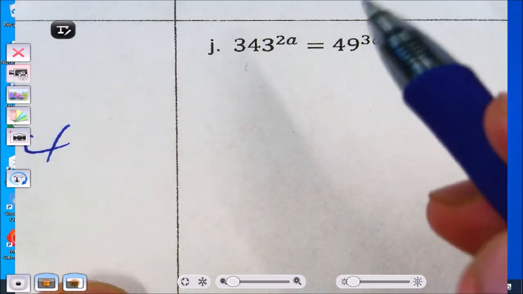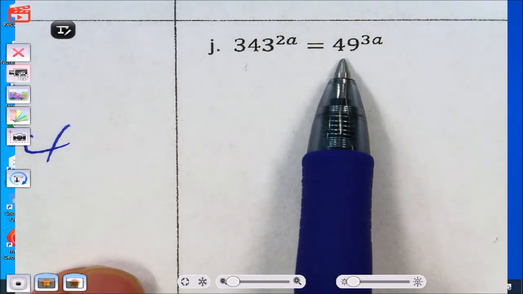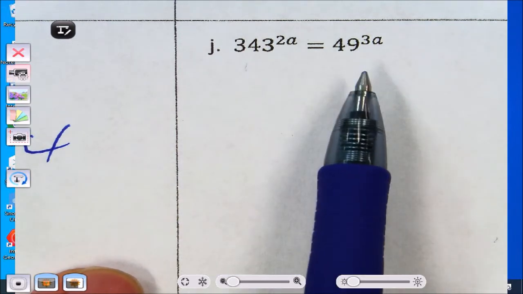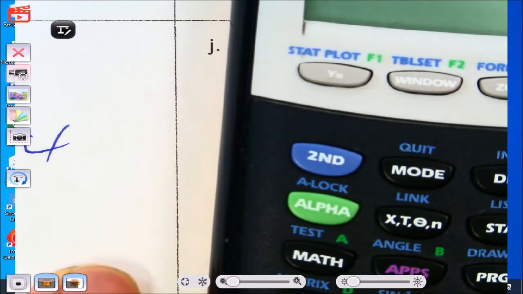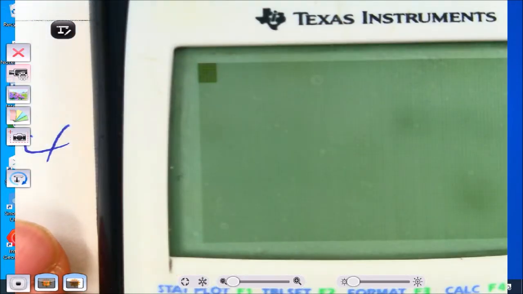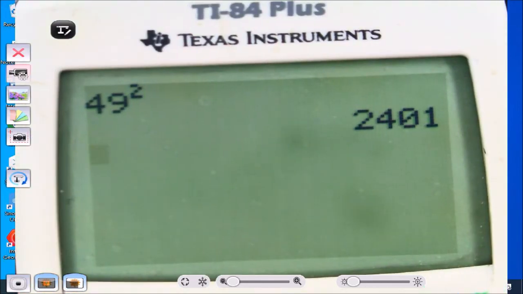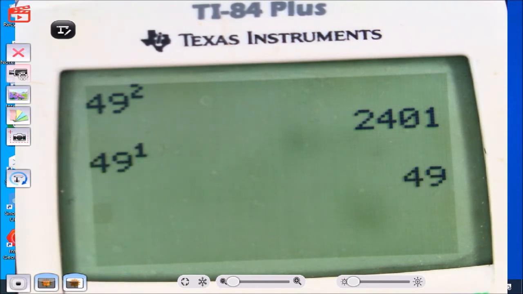Okay. Alright, so can I write 343 as a power of 49? Andy says I can rewrite that. So let's do 49 to the second power. It's 2,401. Well, 49 to the first power is 49. So what power can I use? A really ugly power. So we're not going to do that.